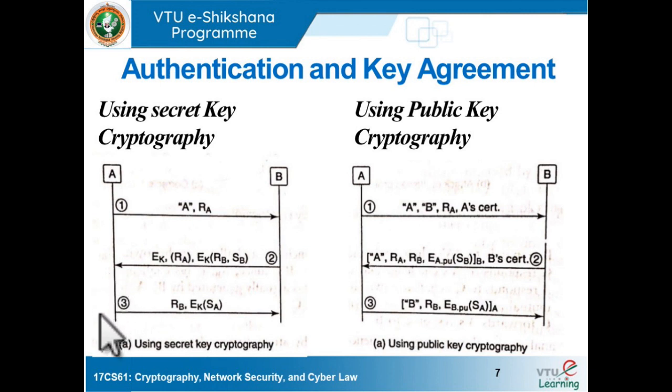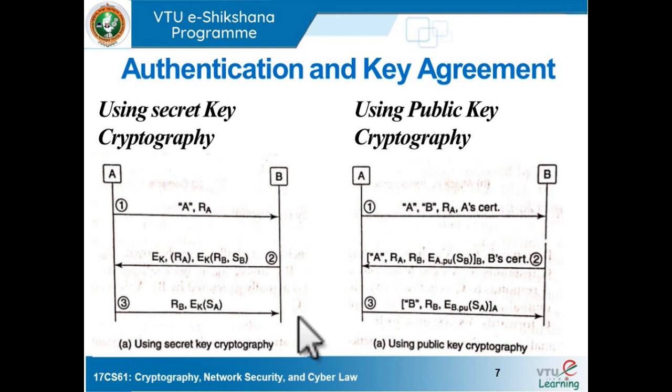A, upon receiving it, will decrypt the information, and then retrieve the challenge RB that it has received, and also it will generate its session key and send it to B. Now, this session key SA that is sent by A to B will be again encrypted using the key that is shared between A and B.